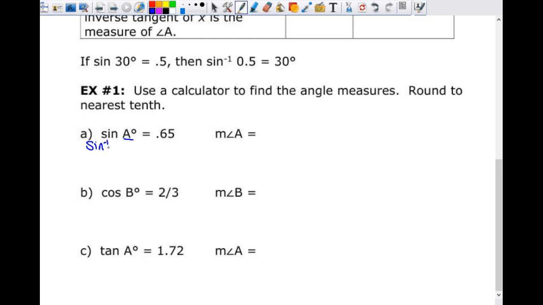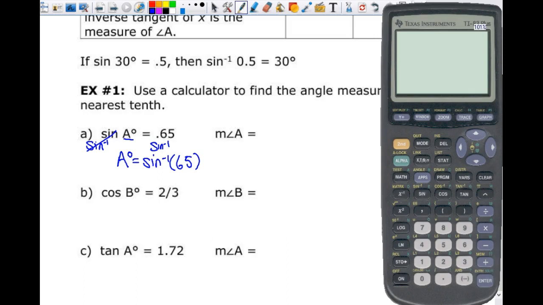But you can't just do it to one side, you have to do it to the other. So we're going to do inverse sine over here. These cancel out, and we're given A, our reference angle, is equal to inverse sine of 0.65.